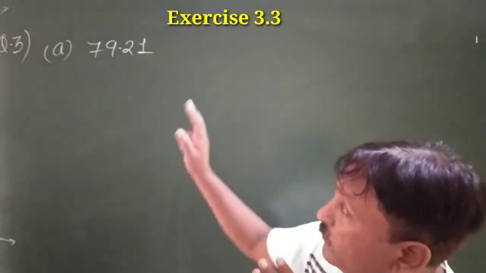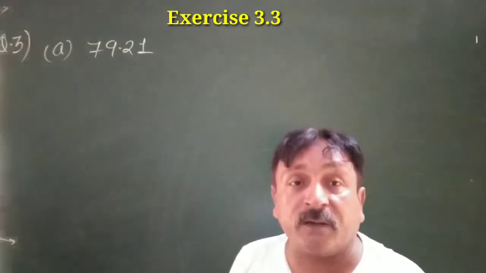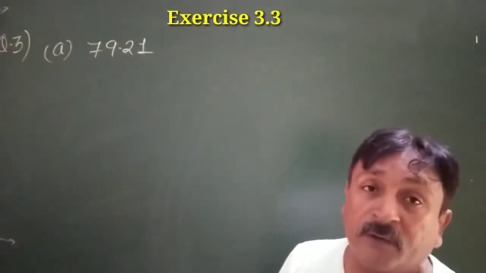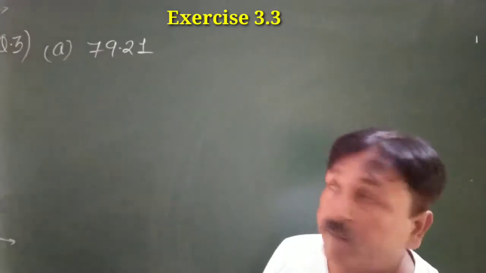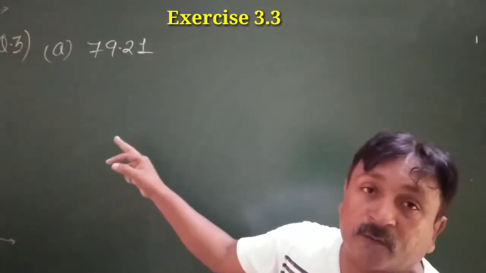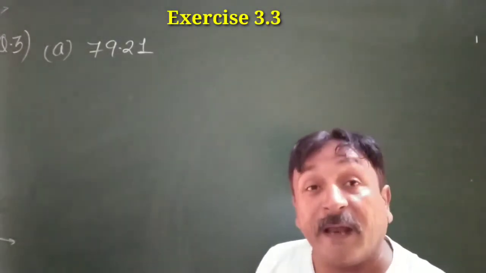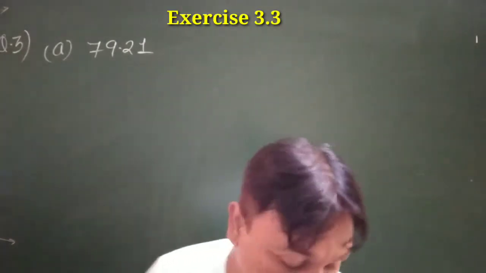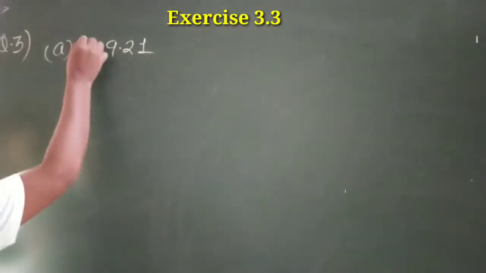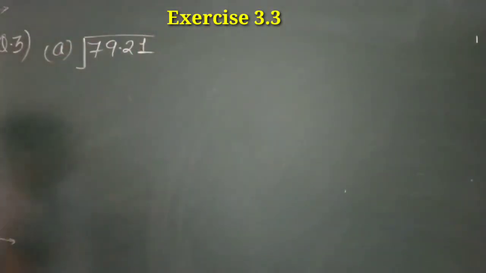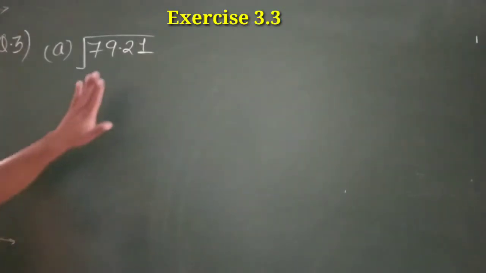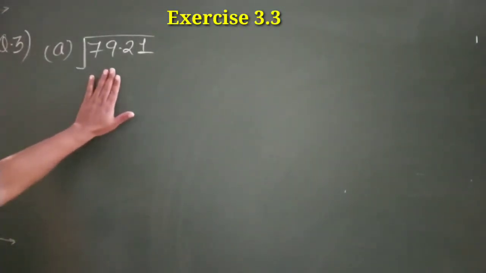See, in solving this, to make the solution easier, we will use both methods. We will use the prime factorization method also, and we will use the square division method also. How? Just see it. We have to find the square root of 79.21, and I just told you, in solving these kinds of questions we will use both methods, okay? We will use the prime factorization method also, and the division method also.